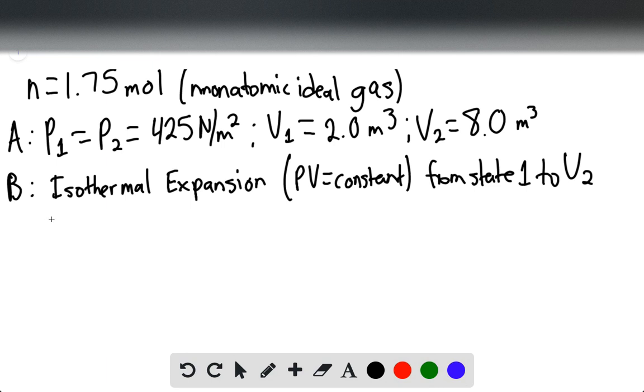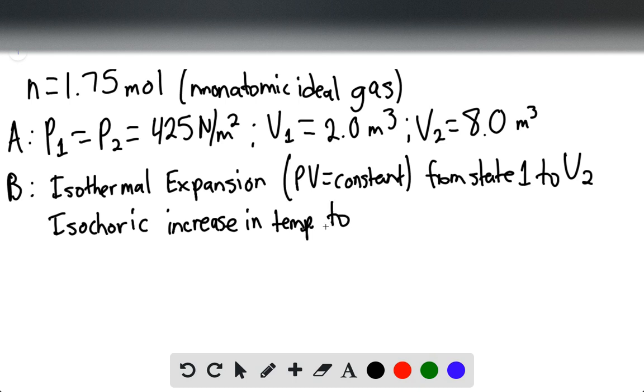And then the second step would be an isochoric, meaning constant volume. So this will be an isochoric increase in temperature to state 2. And again, this will be a two-step process for the process B. So now they're asking us, first of all, part A is asking us to draw.